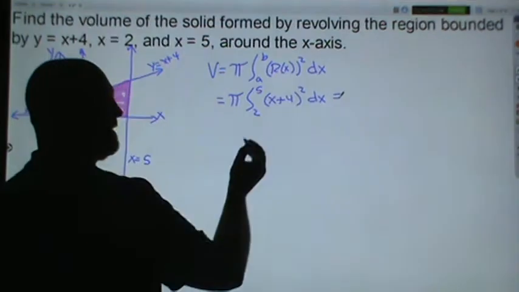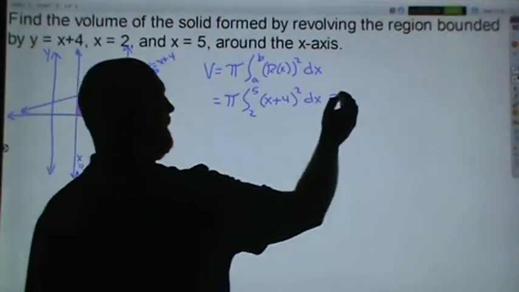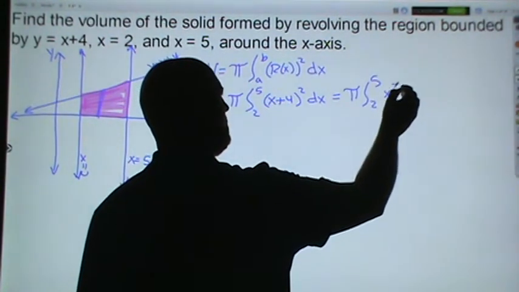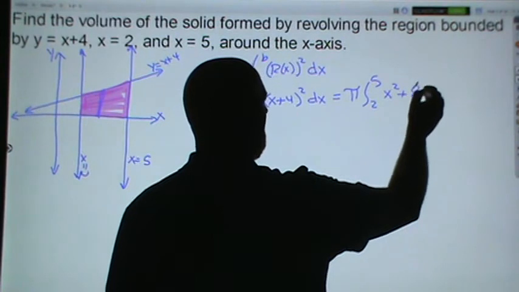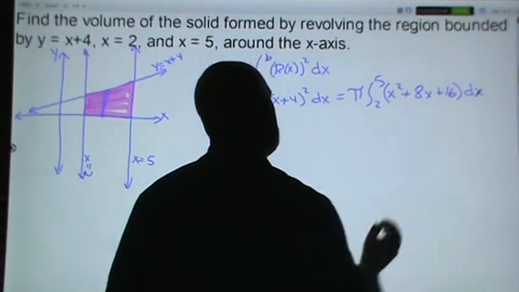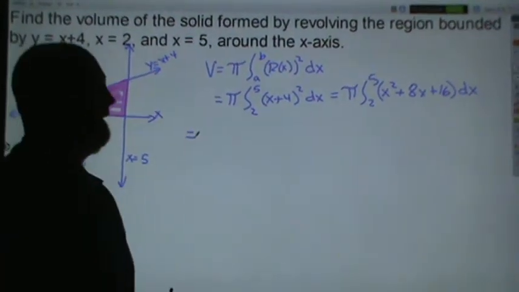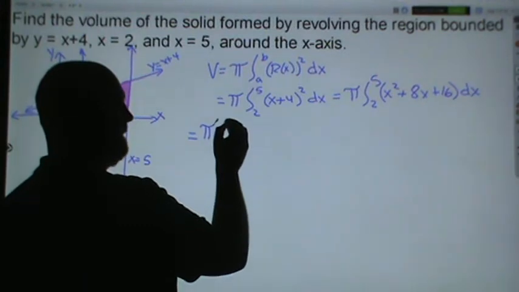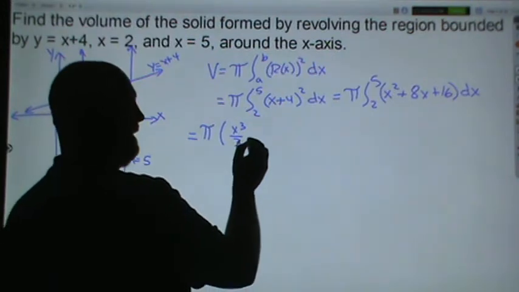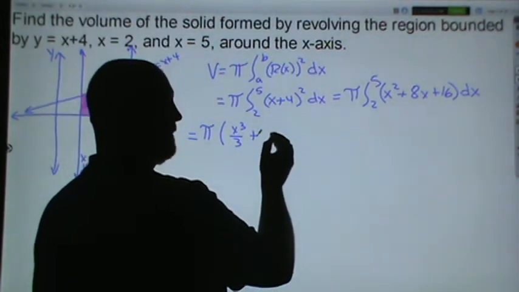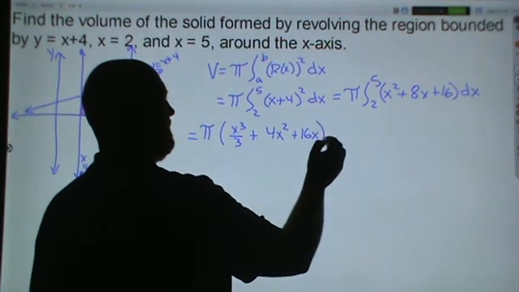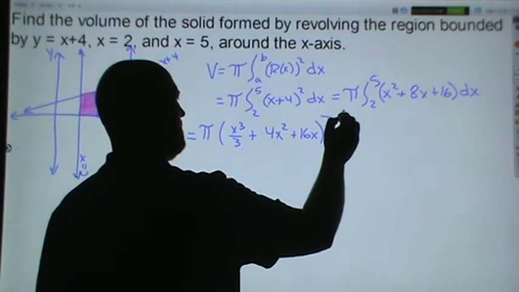I could evaluate that, and it really wouldn't be too hard. I'd want to expand the x plus 4 squared. So I'd rewrite this as pi times the integral from 2 to 5 of x squared plus 8x plus 16 dx. So I'm going to have pi times x cubed over 3 plus 8x squared over 2, so 4x squared, plus 16x, evaluated from 2 to 5.